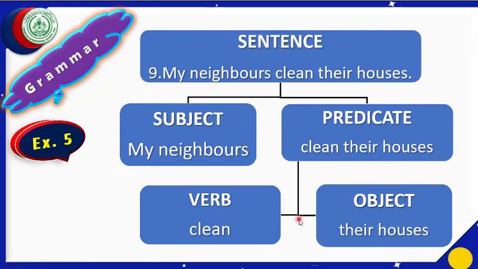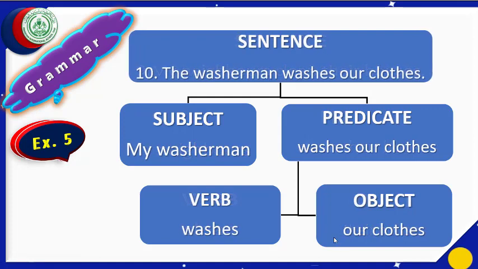In sentence number 9, my neighbors will be the subject of the sentence. Clean their houses will be predicate, and if we break it further into verb and object, clean will be the verb and object will be their houses. Part number 10, which is the last part of this exercise. My washerman will be the subject, washes our clothes will be the predicate, and the verb will be washes, while object will be our clothes.